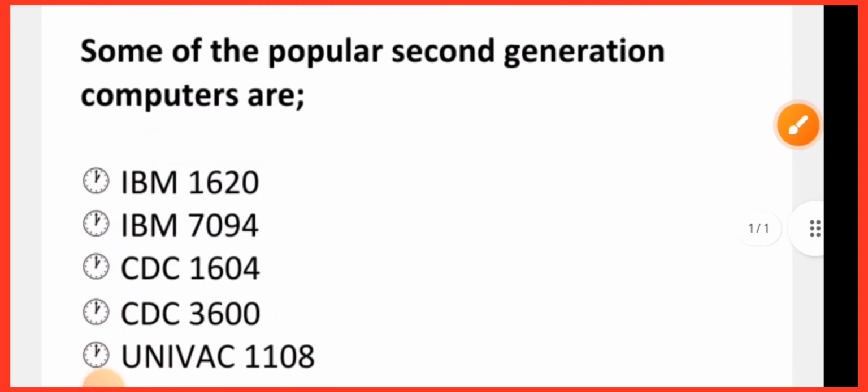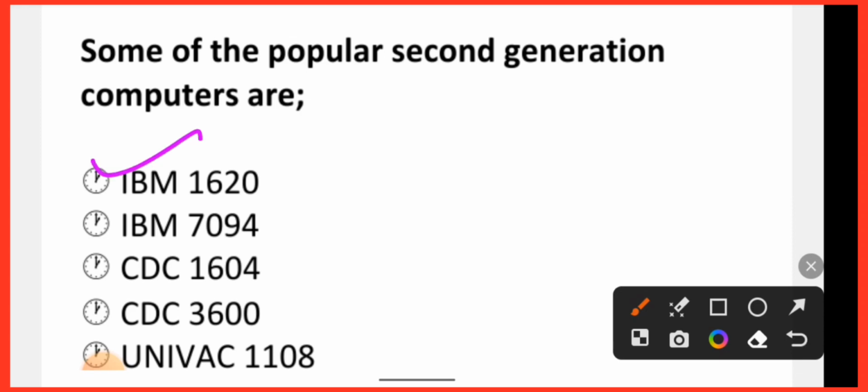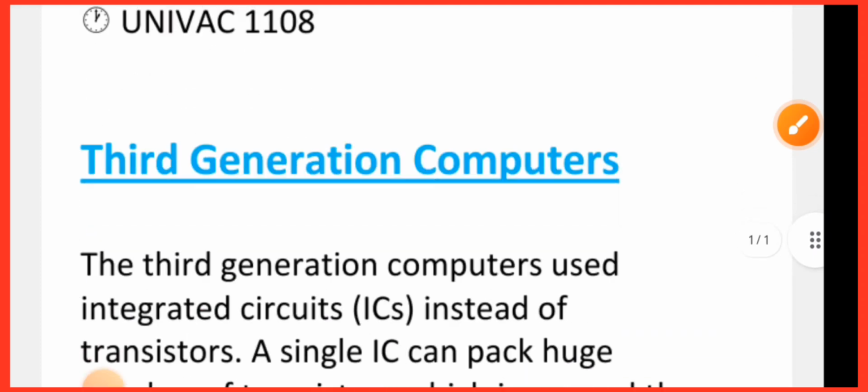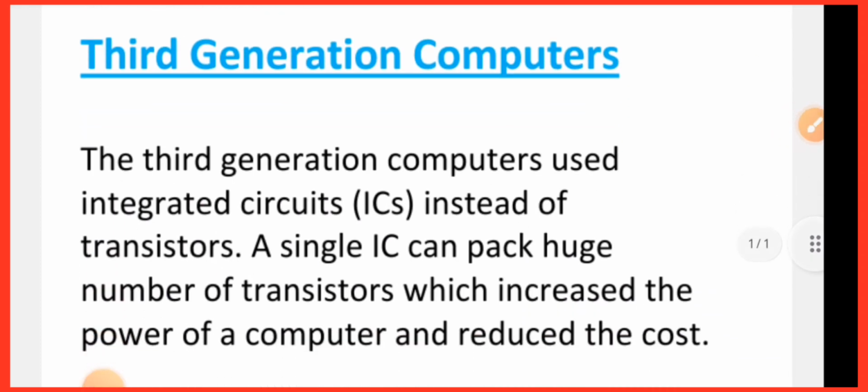Some of the basic examples of the second generation in front of you: IBM 1620, IBM 7094, CDC 1604 and CDC 3600 and UNIVAC 1108. Okay, now we are going to discuss about the third generation of the computer.